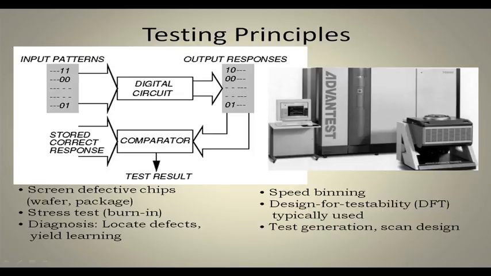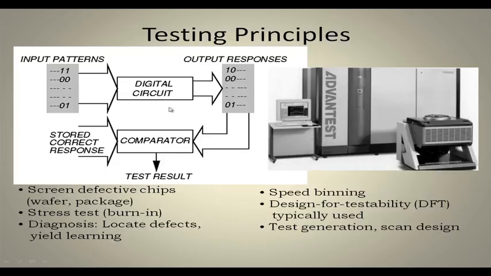So, testing principles. We are a bit familiar with this diagram, but what is happening is that the input patterns are applied to the digital circuit. The responses are collected and compared with the stored correct response to get the test result, whether it is true or not. But after this has been done, we have to screen the defective chips at the wafer level or at the package level. The defective chips are to be separated.